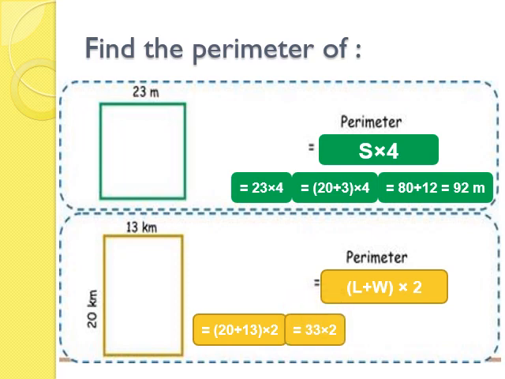I will distribute 2 by 33. Excellent, distributive property. I will break down 33 to 30 plus 3. 2 by 30 is 60, and 2 by 3 equals 6. So the perimeter of this rectangle equals 66, and don't forget the unit, kilometer.